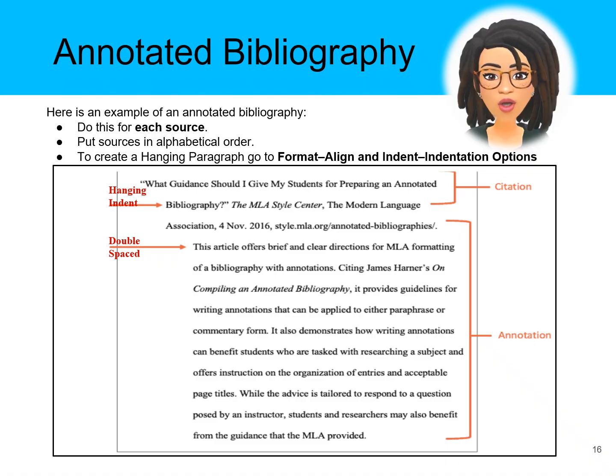Here's an example of what an annotated bibliography should look like. Notice that it still follows all of the rules of MLA formatting. Also notice that the hanging paragraph is still intact, and that means the first line is all the way to the left, and then the second and following lines are indented.